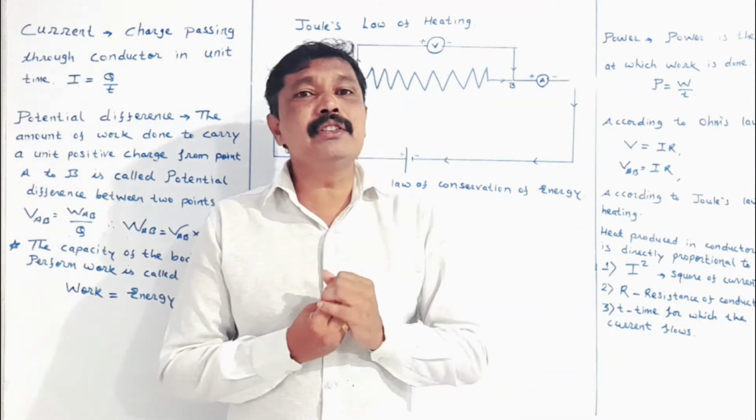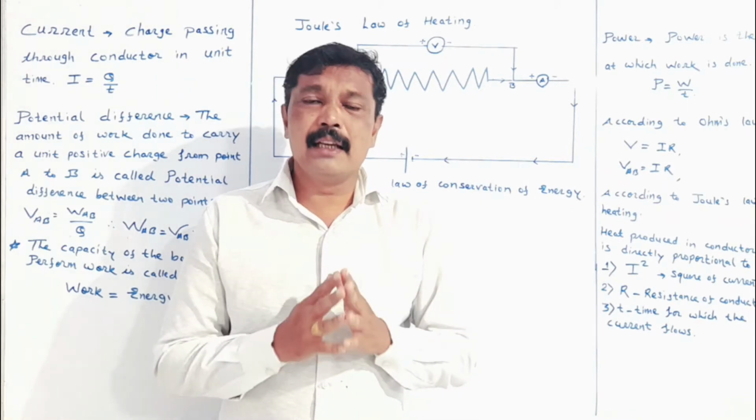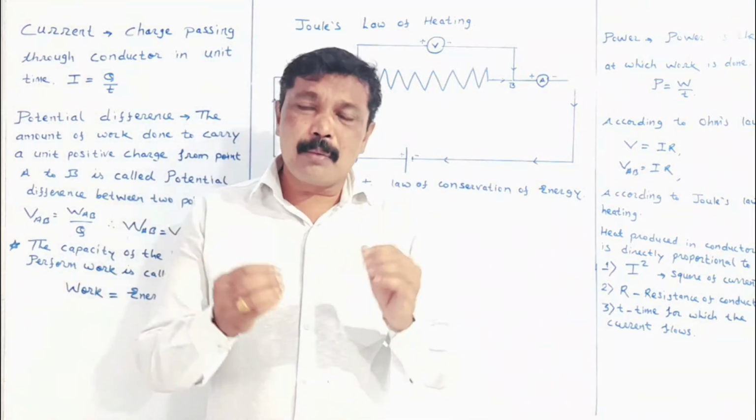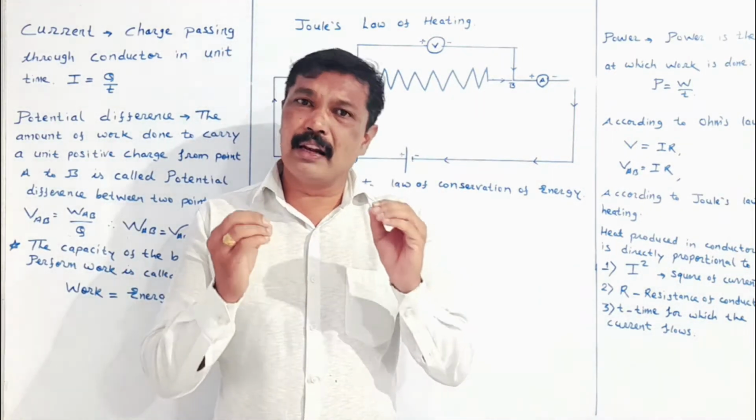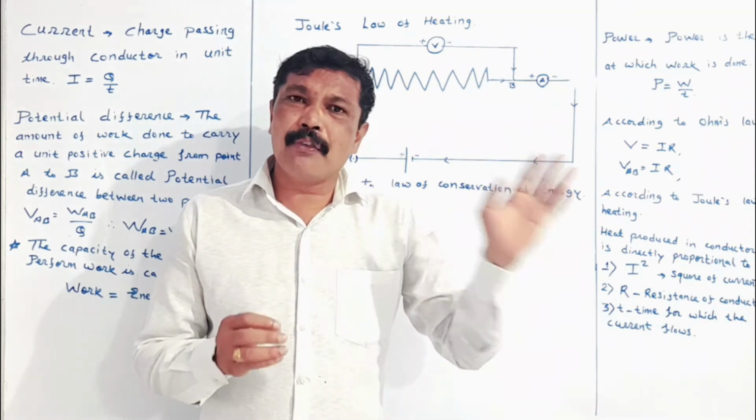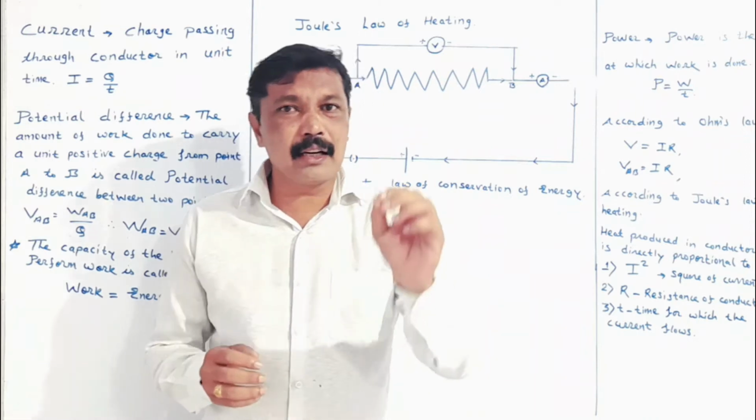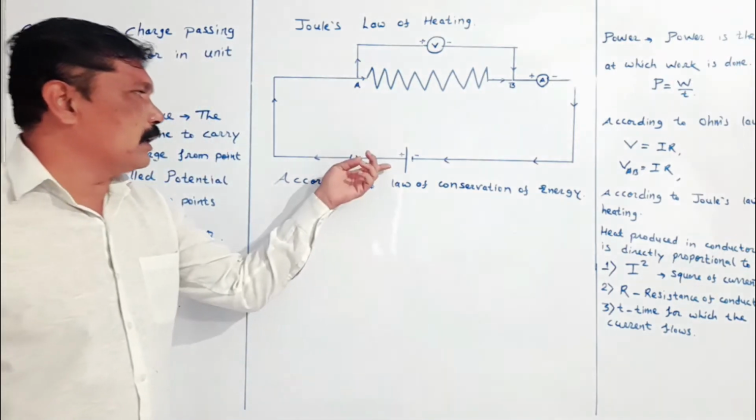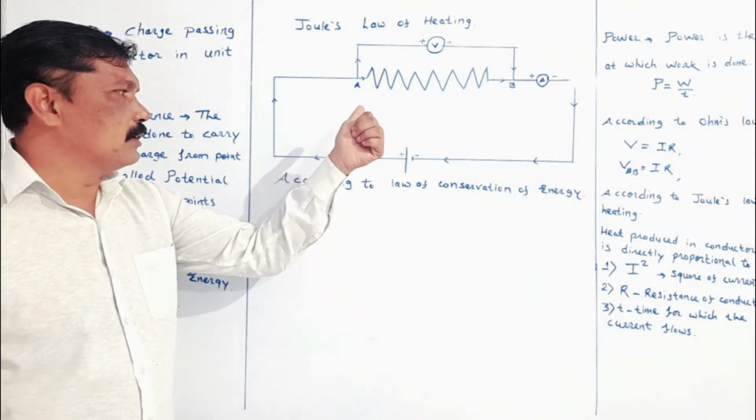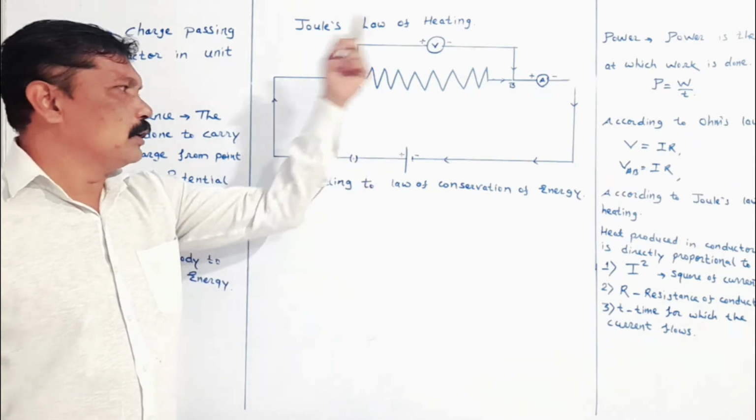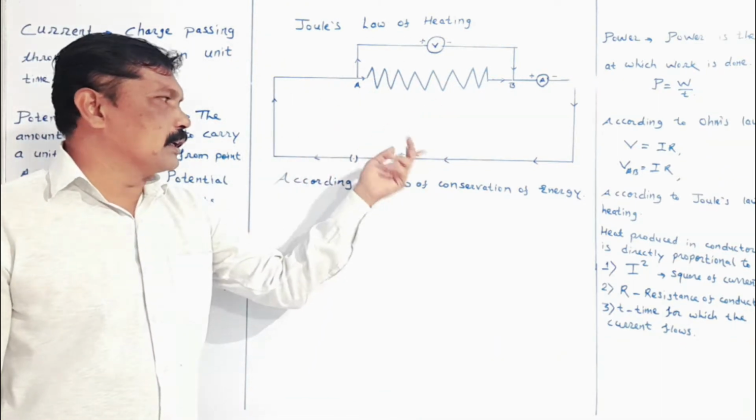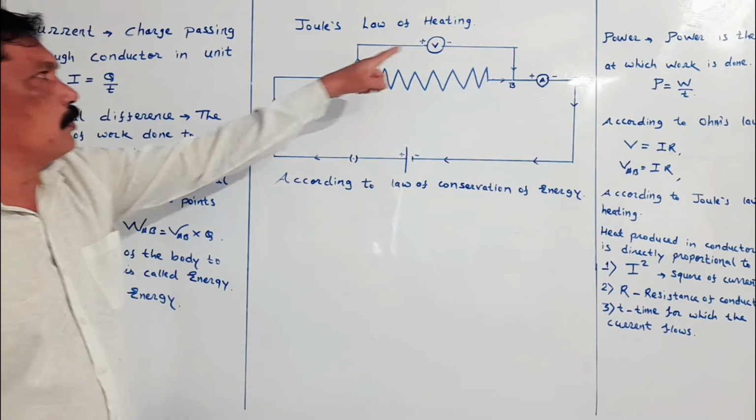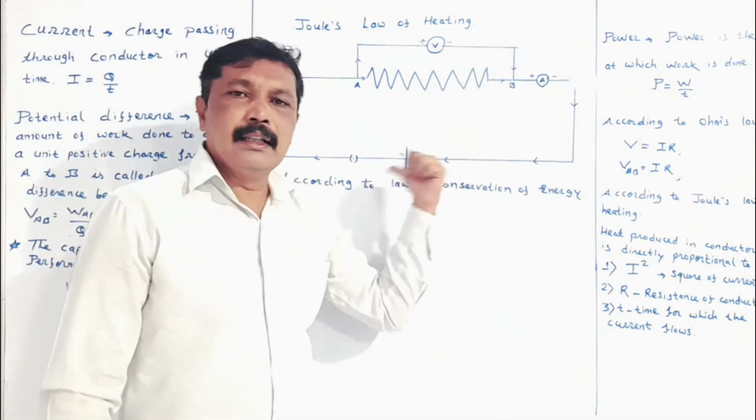But according to the convention current, we say that the current always flows from high potential to low potential. So one thing we know very well is that the direction of flow of electrons and the direction of conventional current are opposite to each other. Here the current flows from the high potential or positive terminal towards the low potential or negative terminal, and I have marked the direction of flow of current in the circuit diagram.